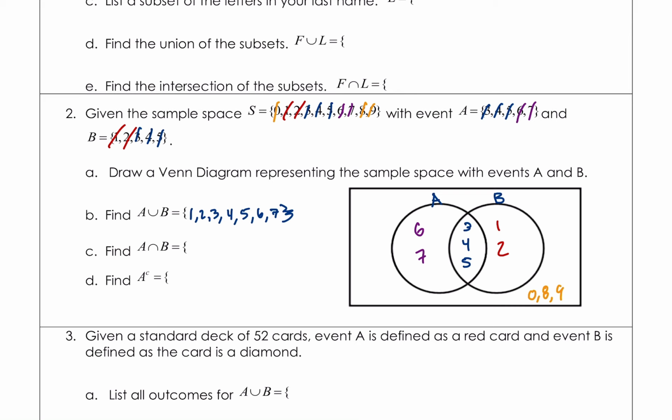Now for A intersect B or A and B, it's just where they overlap. It's just this middle part, what they share. So this one is just 3, 4, 5. And then for the complement of A, it's everything not inside of A. So it's all of these numbers out here, which is 1, 2, 0, 8, and 9. Everything not inside of that A circle.